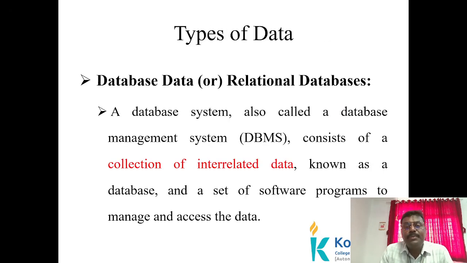Types of data. Here, database types. You have different types of databases. First one is the relational database. Commonly you use the relational database under a database management system. It's a collection of interrelated data known as the database, and a set of software programs manages access to the data. It's a common database. You can use MS Access or Oracle software to store the data in your computer. That is called a database or relational database. It is considered a collection of interrelated data, where the data is stored in your computer with relations between one data item and another.